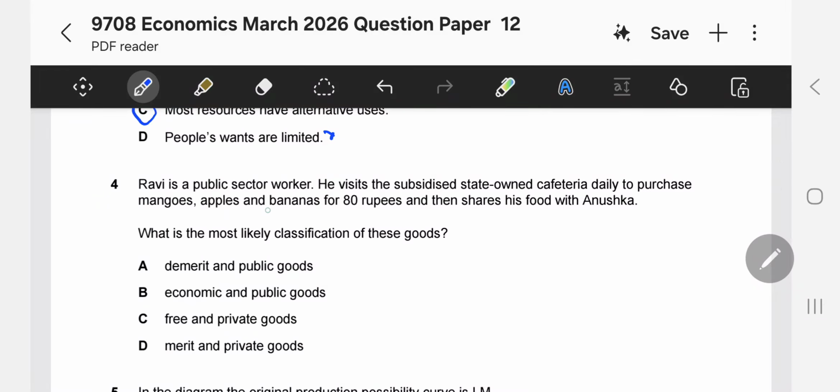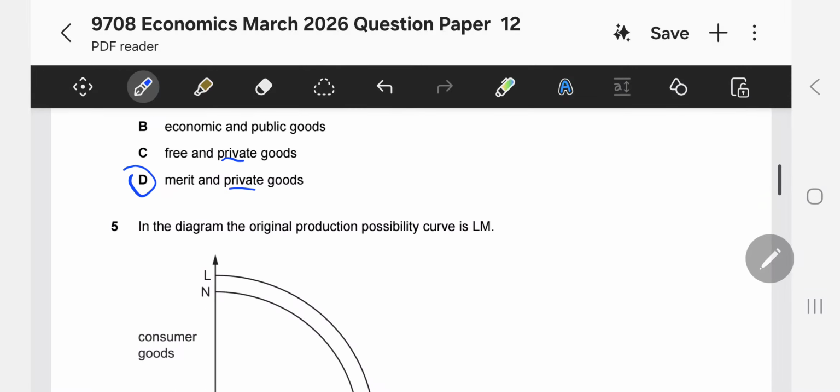Ravi is a public sector worker. He visits a subsidized state-owned cafeteria daily to purchase mangoes, apples, and bananas for 80 rupees, and then shares his food with Anushka. What is the most likely classification of these goods? If he's going to buy them, they're definitely going to be private. And because he's buying fruits, these are going to be merit goods, because they're fruits and maybe less consumed.